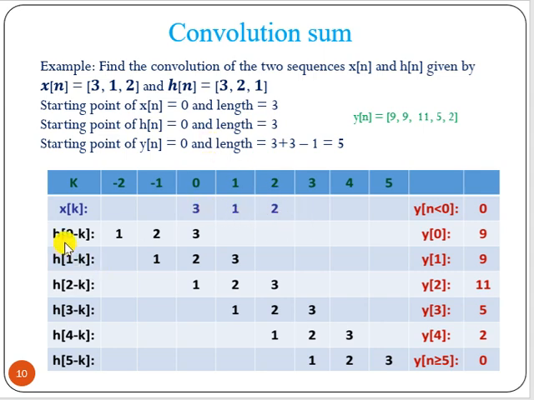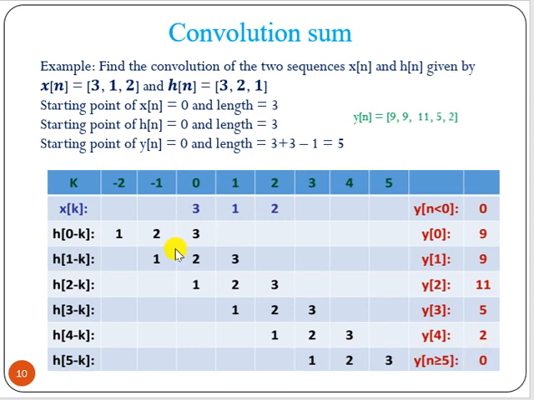Now if we find h of minus k, 3 will remain at 0, 2 must move to minus 1, 1 must move to minus 2. So this is your h of minus k. Now we have to start from yn equal to 0. So this is your starting point, n equal to 0 up to 5 data should be there, that means 0 to 4, right? So 0 1 2 3 4 5, it will be going out, so it will be 0.